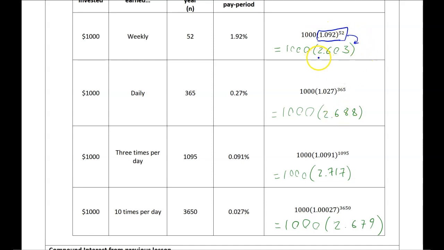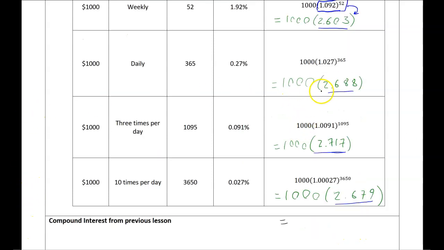And I did that all the way down because the goal here is to look at the trend of what's happening to these numbers. And I would say it's pretty clear from the trend in the table that as we make our n bigger, as we compound more frequently, we're getting closer and closer to 1,000 times about 2.7. So this is the trend, right? We shouldn't really say equals there, should we? We should say we are approaching 1,000 times 2.7.